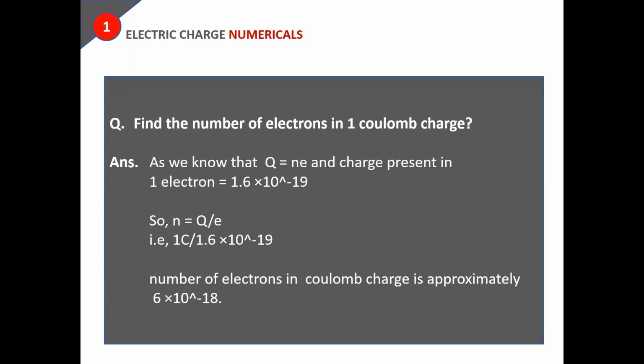So here is one of the numerical questions. Find the number of electrons in one coulomb charge. As we all know, Q is equal to Ne is the formula, and one electron charge is given by 1.6 into 10 power minus 19. We want to find the number of electrons, so N is equal to Q by e, which is 1 by 1.6 into 10 power minus 19, that is equal to 6 into 10 power 18. So we can say that the number of electrons in one coulomb charge is approximately 6 into 10 power of 18.